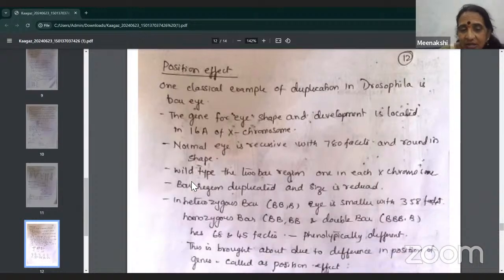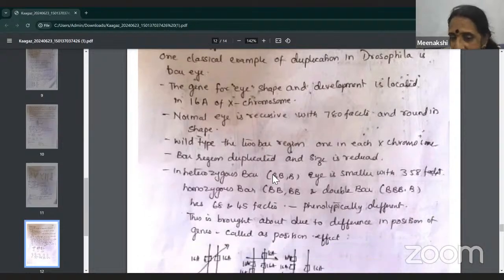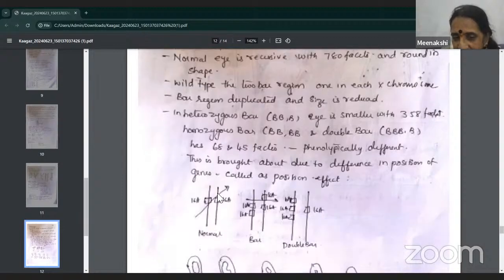There is one more effect which is called as a position effect. Position effect is one of the important aspects of the duplication where we are able to see that the addition of one particular gene into it brings about a lot of changes. What are they? One classical example is Drosophila. The gene for eye shape and development is located on 16A of X chromosome. Normal eye is recessive with 780 facets and it is round in shape. Wild type, it will have two bar regions. Heterozygous bar region, and this I will explain it to you in terms of this.